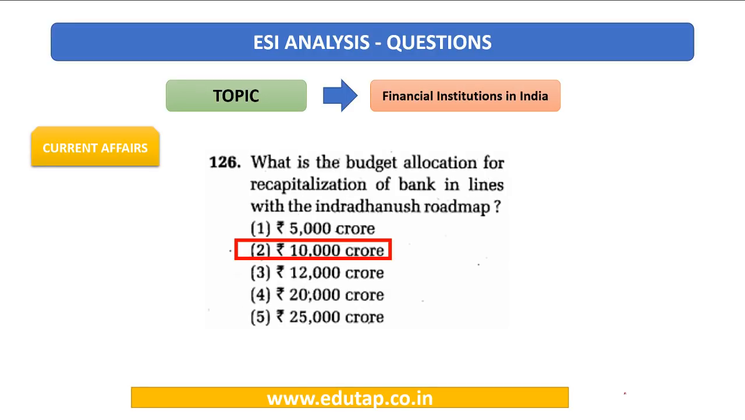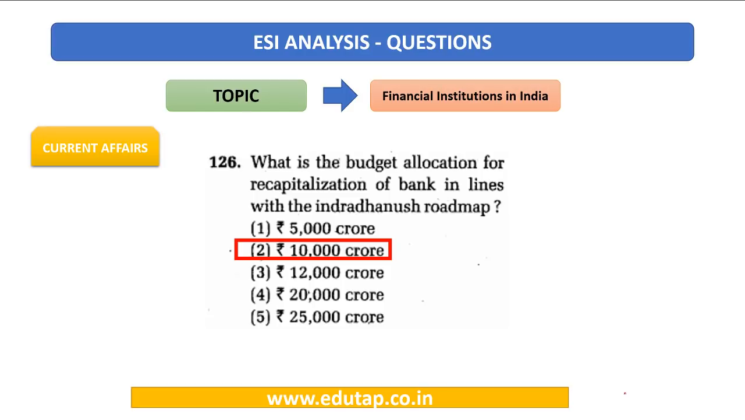Next question. So what is the budget allocation for recapitalization of banks in line with the Indradhanush roadmap? The answer to this question is 10,000 crore, and this particular question can be linked to the financial institutions in India topic, and obviously because it is something which is related to the allocation that was made during that time, it can fall under the broader category of current affairs.